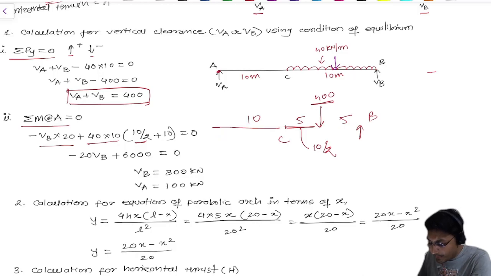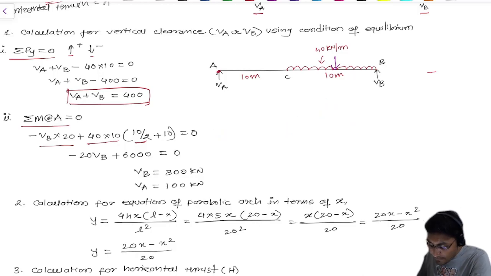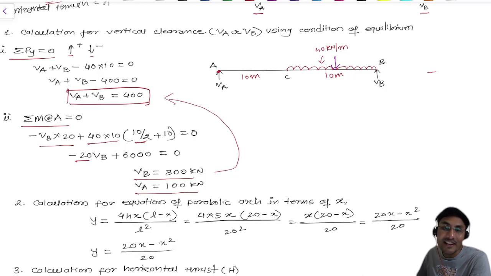I hope you got this one, right? Now, after this, let's solve again. So minus 20 VB plus 6000 equals 0. Now you see, guys, you have 6000, just shift it there and divide by 20, so you will get a value of VB as 300. Now that you have VB as 300, just put this value in this equation, so you will get a value for VA, which is 100 kilonewton.